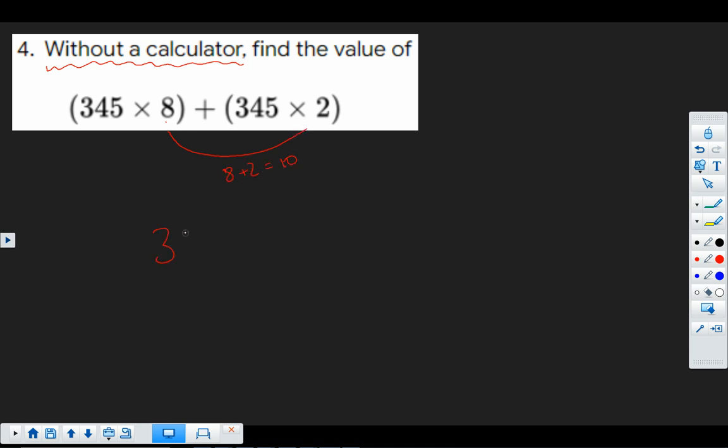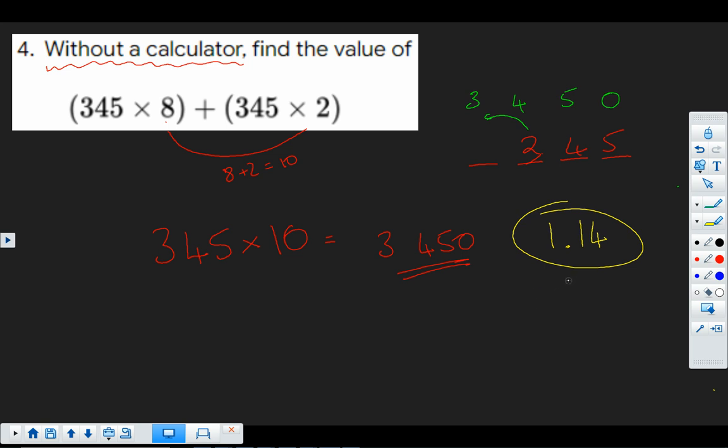So this simplifies to 345 times 10, which, by place value, multiplying by 10 is going to move all of our digits one place to the left. So 3, 4, 5, and a 0 as a placeholder. So there we have it. The answer is 3450, done without a calculator. And if you want to practice similar questions to this, then ask your teacher to assign nugget 1.14 for you.